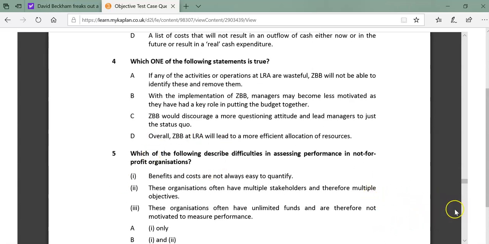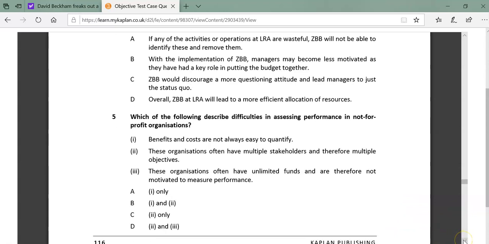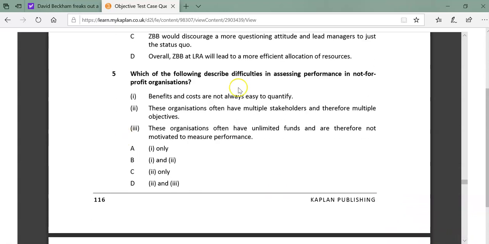And which of the following describes difficulties in assessing performance in not-for-profit organizations? This is an interesting one. Benefits are not always easy to quantify. That's true in not-for-profit organizations because they don't have profit as a motive. Value added becomes a thing. These organizations have multiple stakeholders, therefore, and yes, that's correct. These organizations often have unlimited funds. So this knocks itself out of the question straight away. They never have. You just think of the NHS and you're done. So 3 is out of the way. So the answer is, of course, the first and the second one, B.